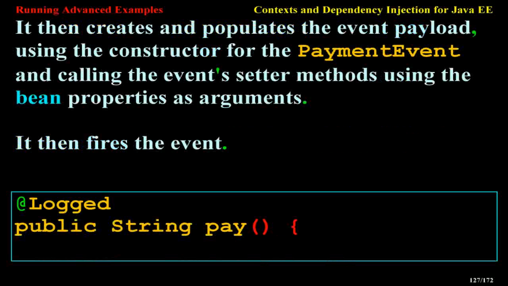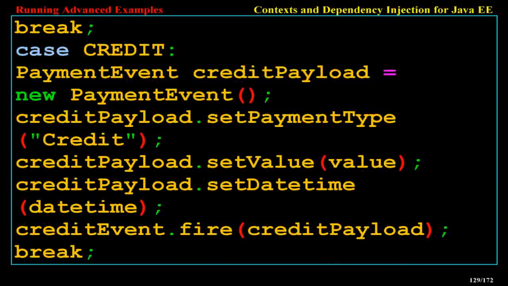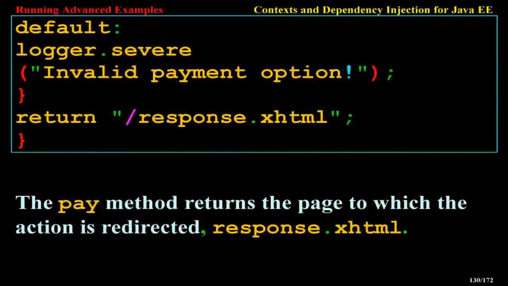@Logged public String pay() { this.setDatetime(Calendar.getInstance().getTime()); switch (paymentOption) { case DEBIT: PaymentEvent debitPayload = new PaymentEvent(); debitPayload.setPaymentType(DEBIT); debitPayload.setValue(value); debitPayload.setDatetime(datetime); debitEvent.fire(debitPayload); break; case CREDIT: PaymentEvent creditPayload = new PaymentEvent(); creditPayload.setPaymentType(CREDIT); creditPayload.setValue(value); creditPayload.setDatetime(datetime); creditEvent.fire(creditPayload); break; default: logger.severe("Invalid payment option!"); } return "response.xhtml"; } The pay method returns the page to which the action is redirected.